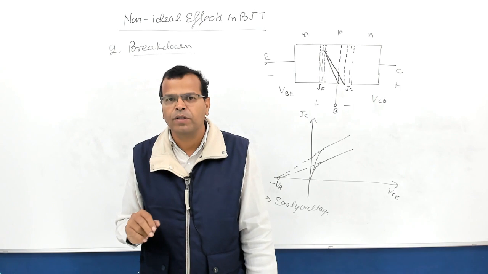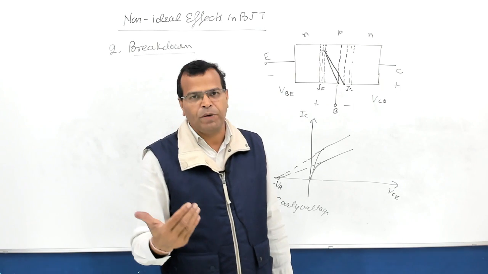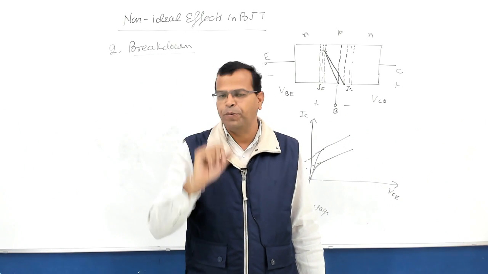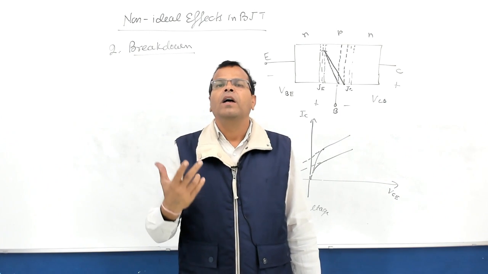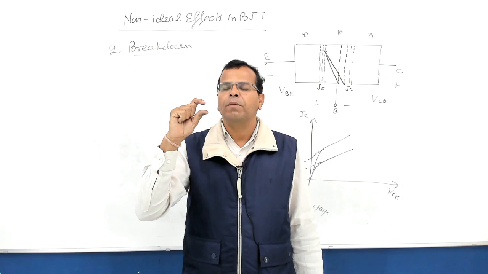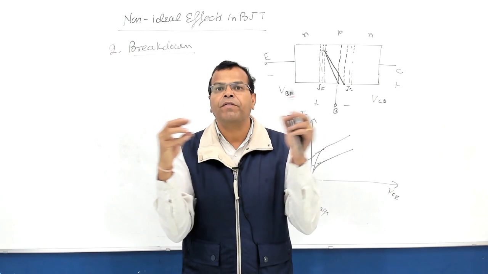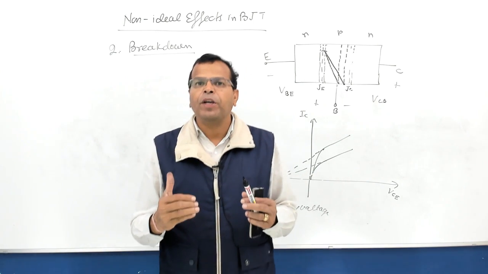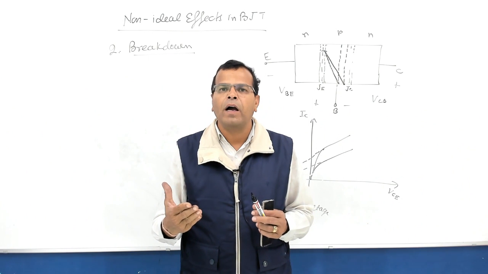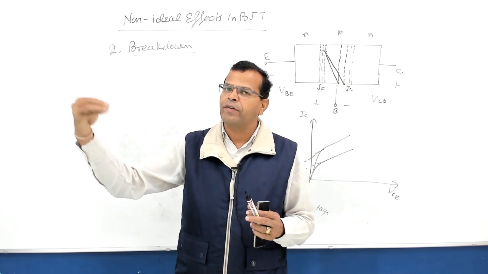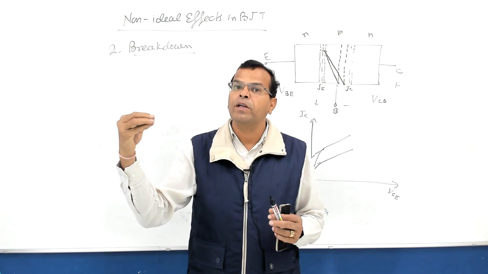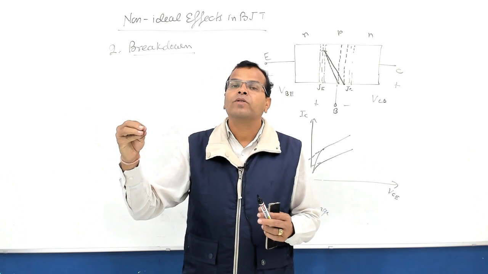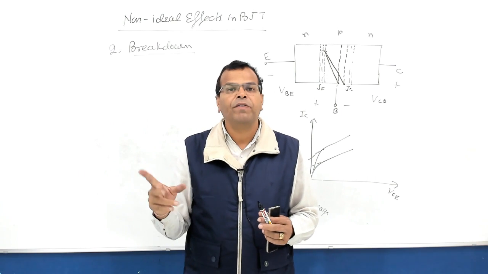There are two types of breakdowns. One is called Zener breakdown, another is called avalanche breakdown. Zener breakdown occurs when both sides of the junction are heavily doped, which is the emitter junction in this case. Zener breakdown is because of the breaking of the junction because of the heavy electric field in the depletion region. Avalanche multiplication happens because of the collision of thermally generated carriers with the atoms. So that is known as avalanche multiplication. Both have different mechanisms of breakdown.